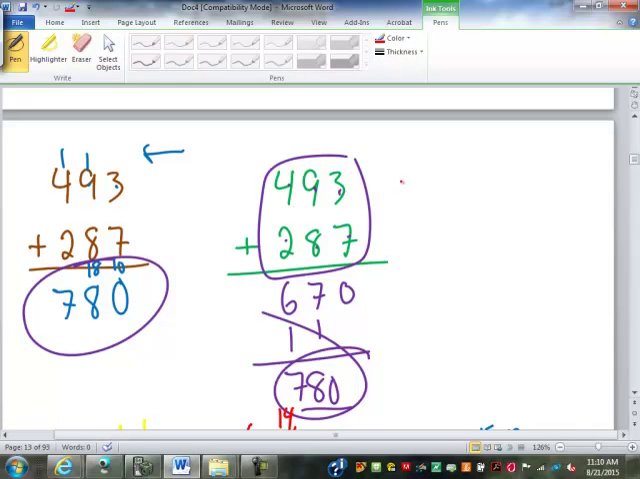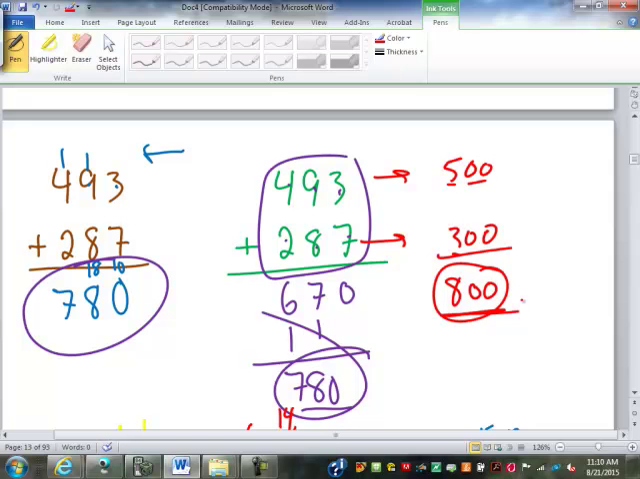If I'm looking at this, I'm thinking, okay, this is about 500. This is about 300. To estimate that, of course, these are both hundreds, so I can combine them. 5 and 3 make 8. And I'm going to keep the same name of hundreds. So I'm expecting my answer to be close to 800.